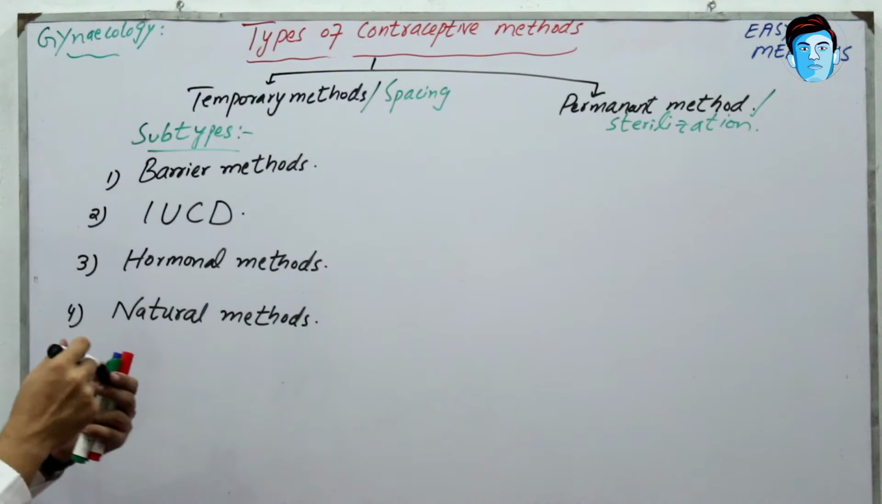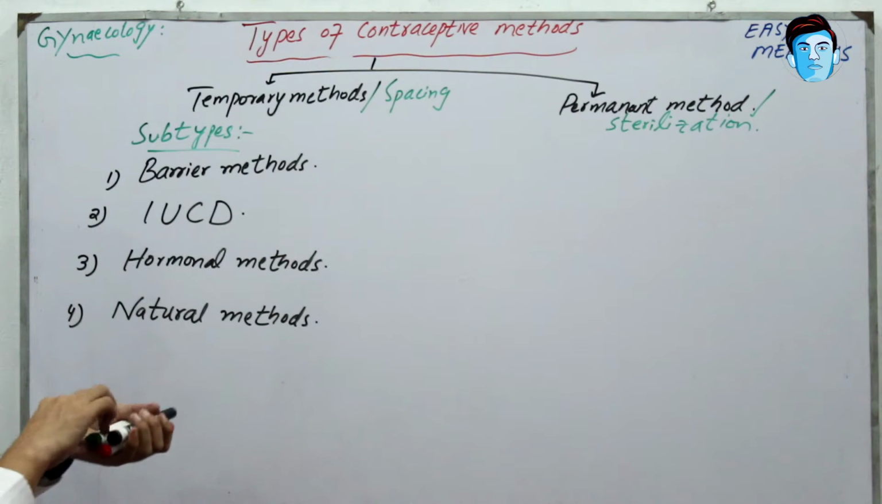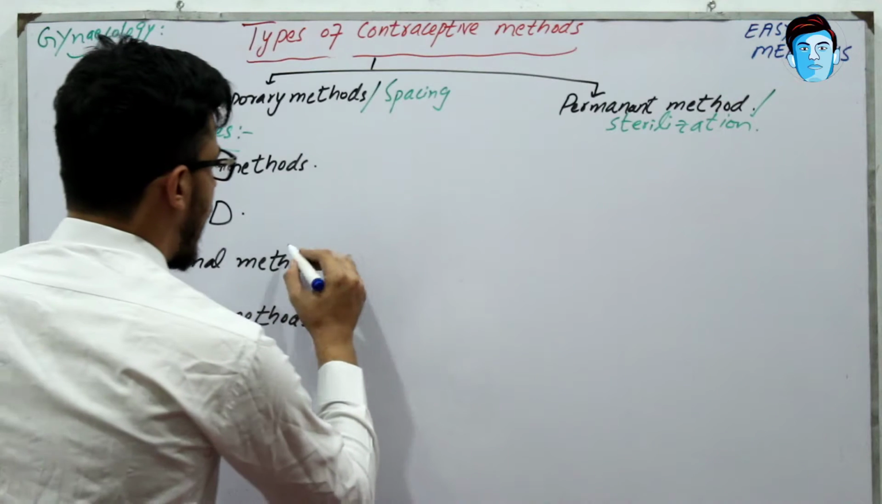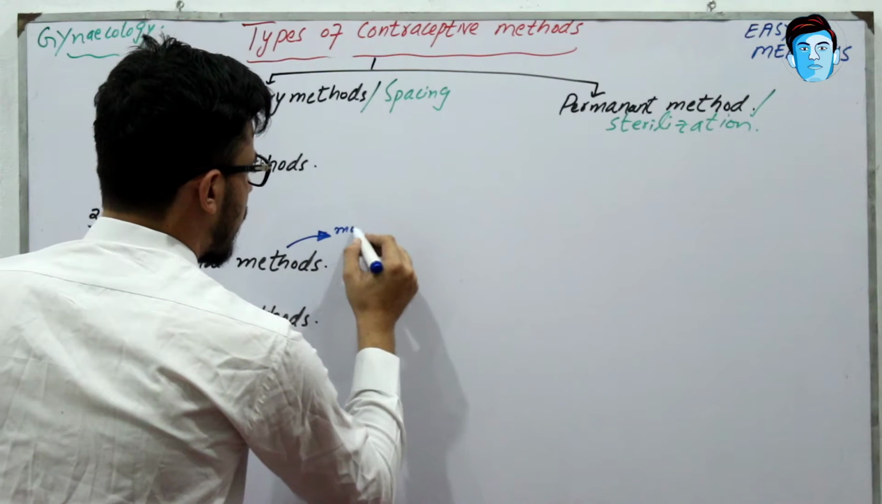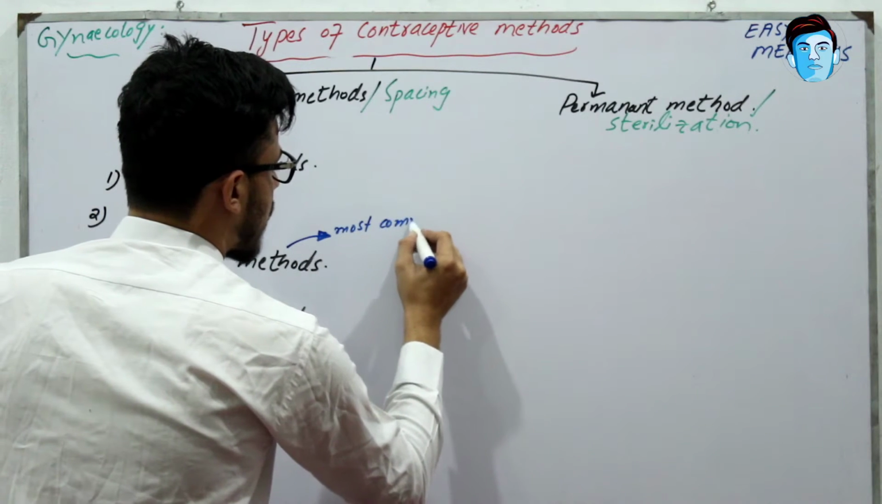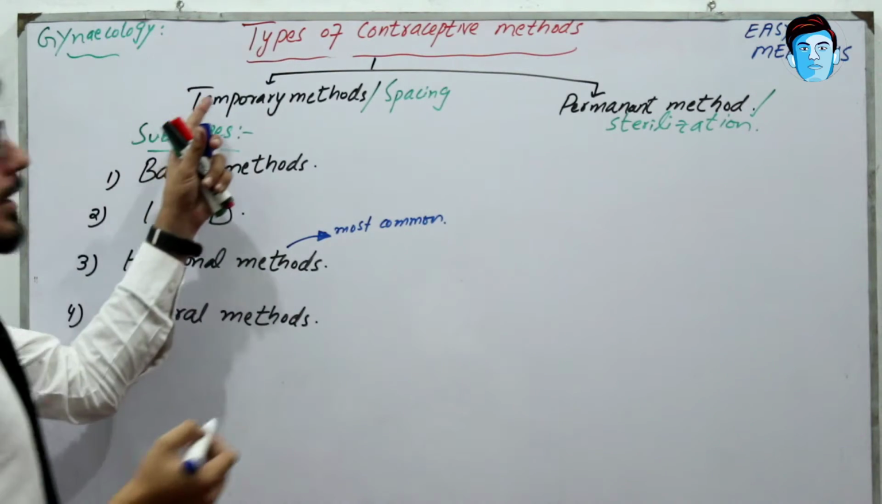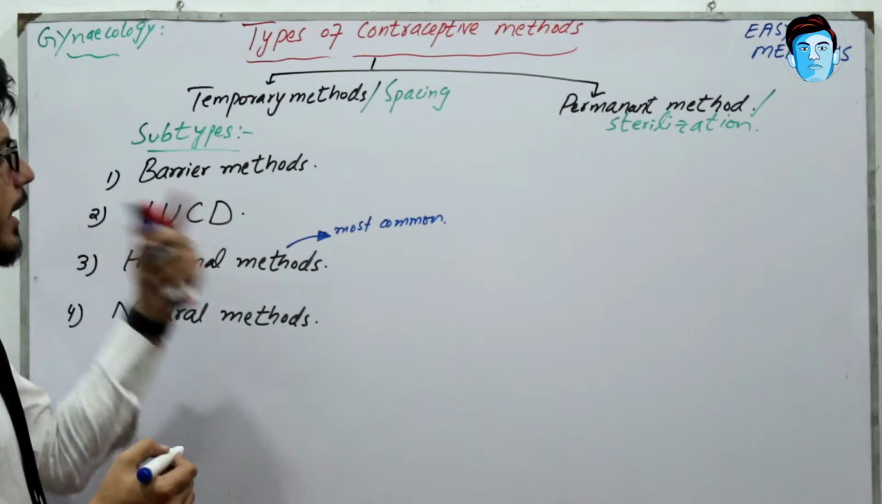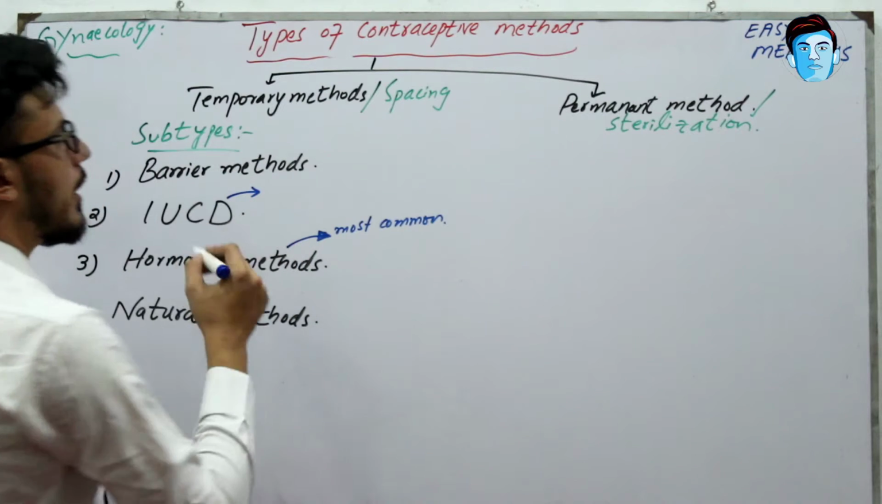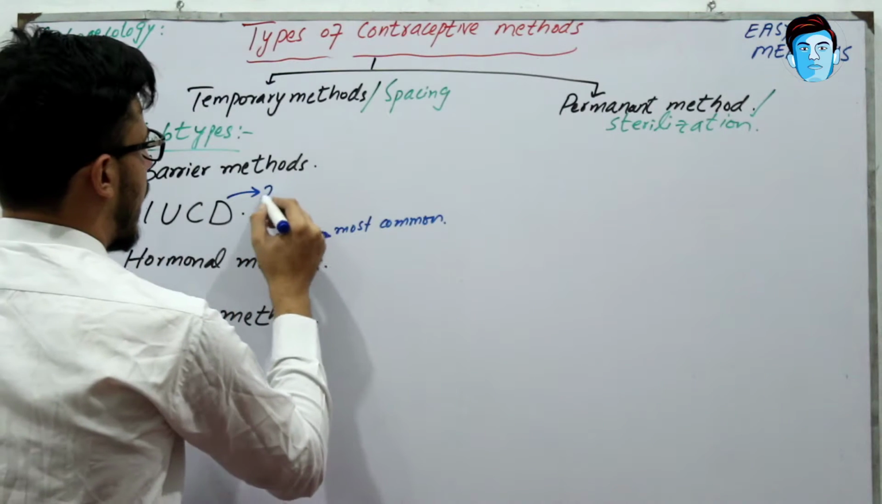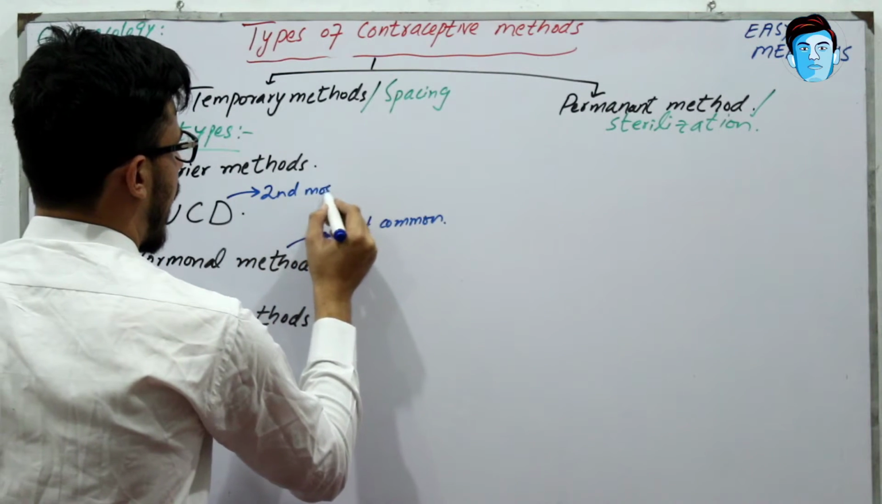Now, which is the most common temporary method of contraception? The hormonal method is the most common temporary method of contraception, while the second most common temporary method is the IUCD.